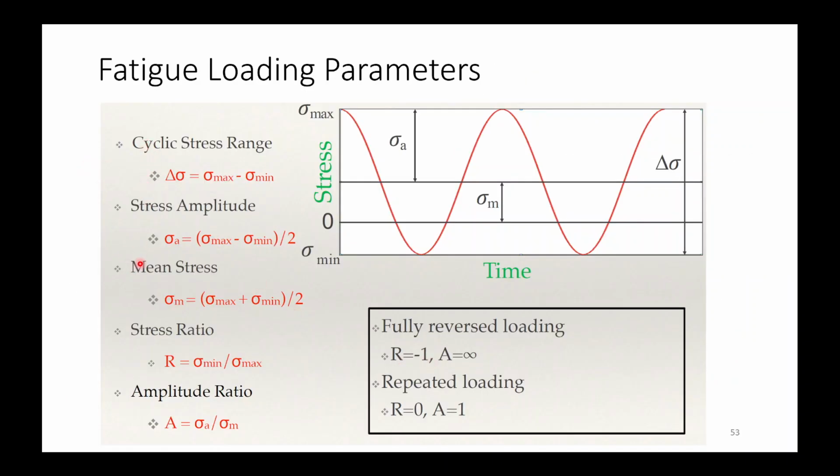Now these are various fatigue loading parameters. Based on your cycles, you can find the cyclic stress range, which will be sigma maximum minus sigma minimum. Stress amplitude will be the stress range divided by 2. Mean stress will be your average, so sigma maximum plus sigma minimum divided by 2. Stress ratio will be sigma minimum divided by sigma maximum, and amplitude ratio will be sigma amplitude divided by sigma mean.